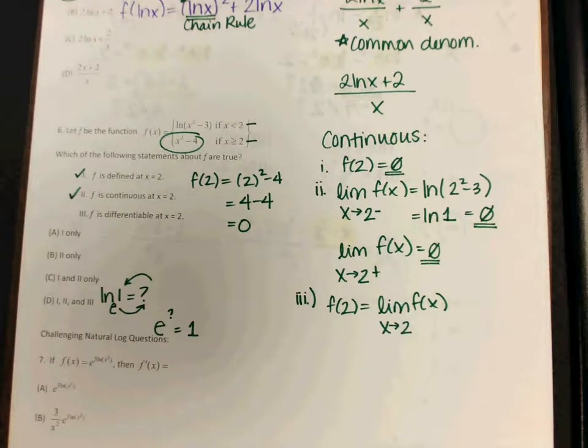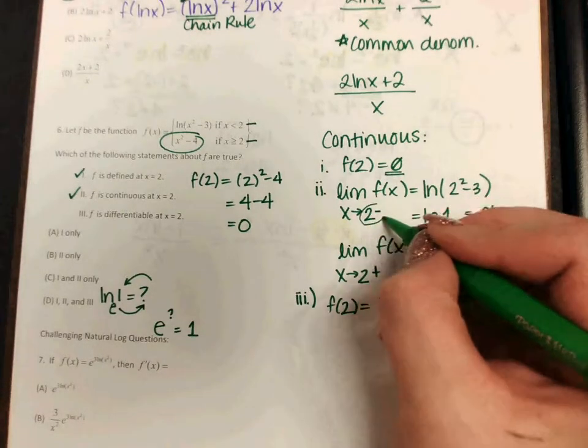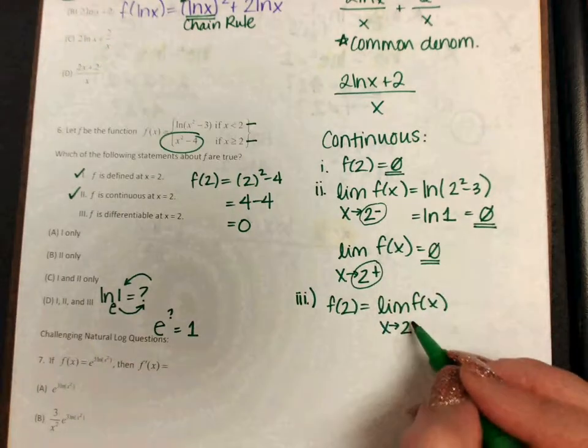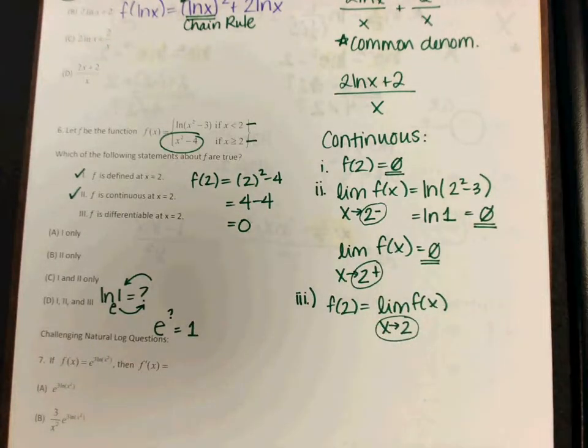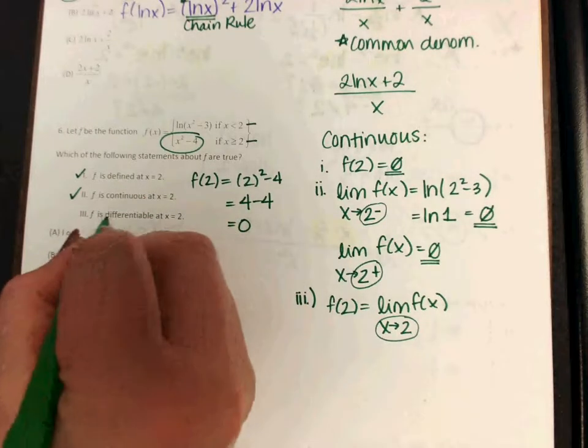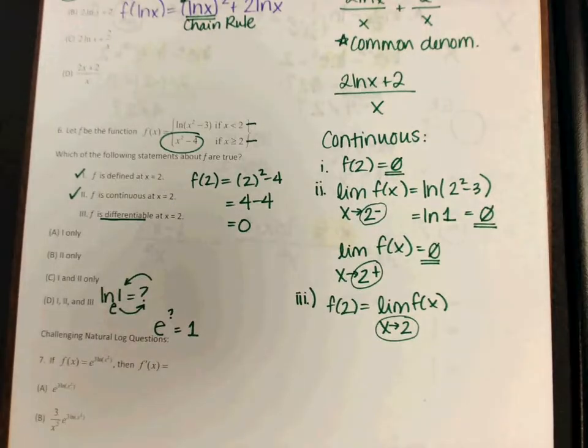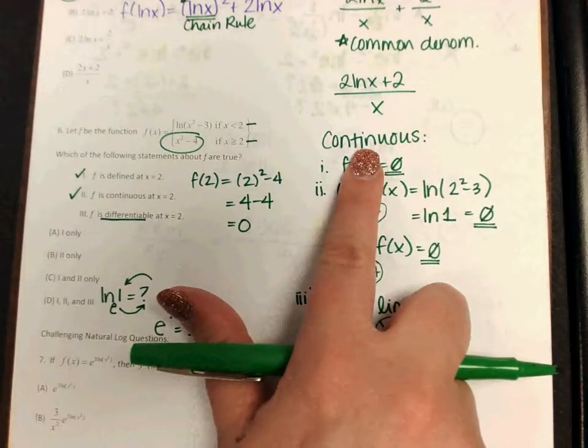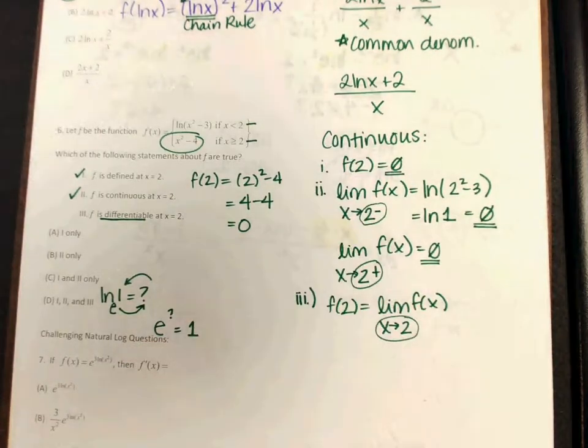Now, let me also talk about this: this is a left limit, this is a right limit. In my step 3, I no longer have a sign on it. That's the limit from both sides. Okay? Alright, the next part we have to check is if it's differentiable. Remember, to check if it's differentiable, it has to be continuous, which it was, and then my derivatives from the left and the right have to be equal to each other.